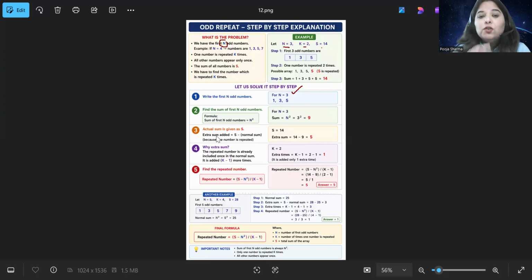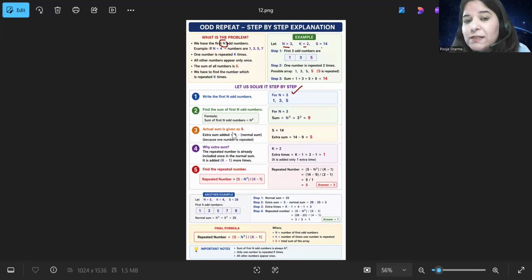Now, you know that the actual sum is given to you. So what is given to you? The number of elements, that is n. K is how many times an element is repeated. We don't know. We have to find that element. And S is the total sum of all the elements, right? So, including the repeated one, right? So, that is S equals to 14.